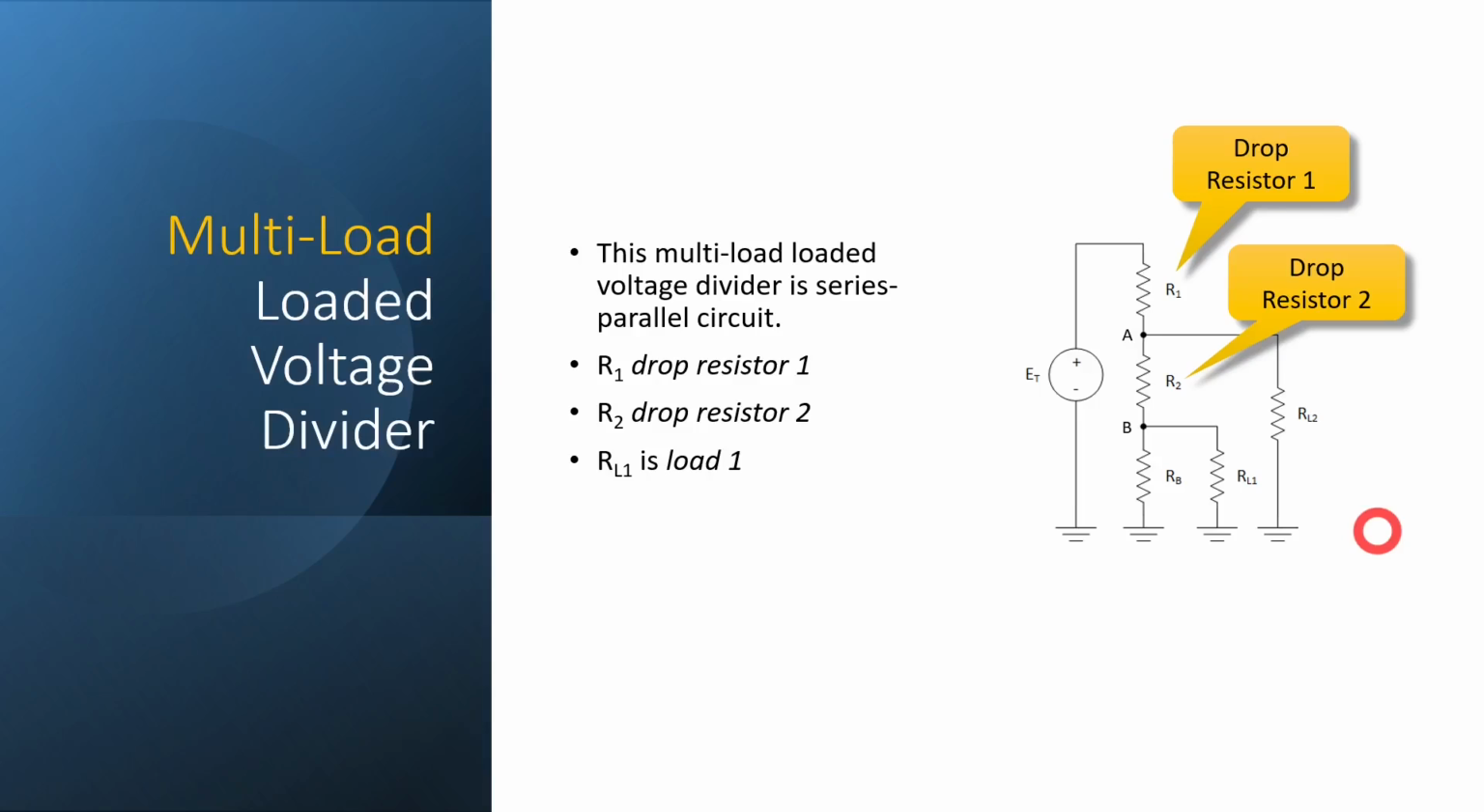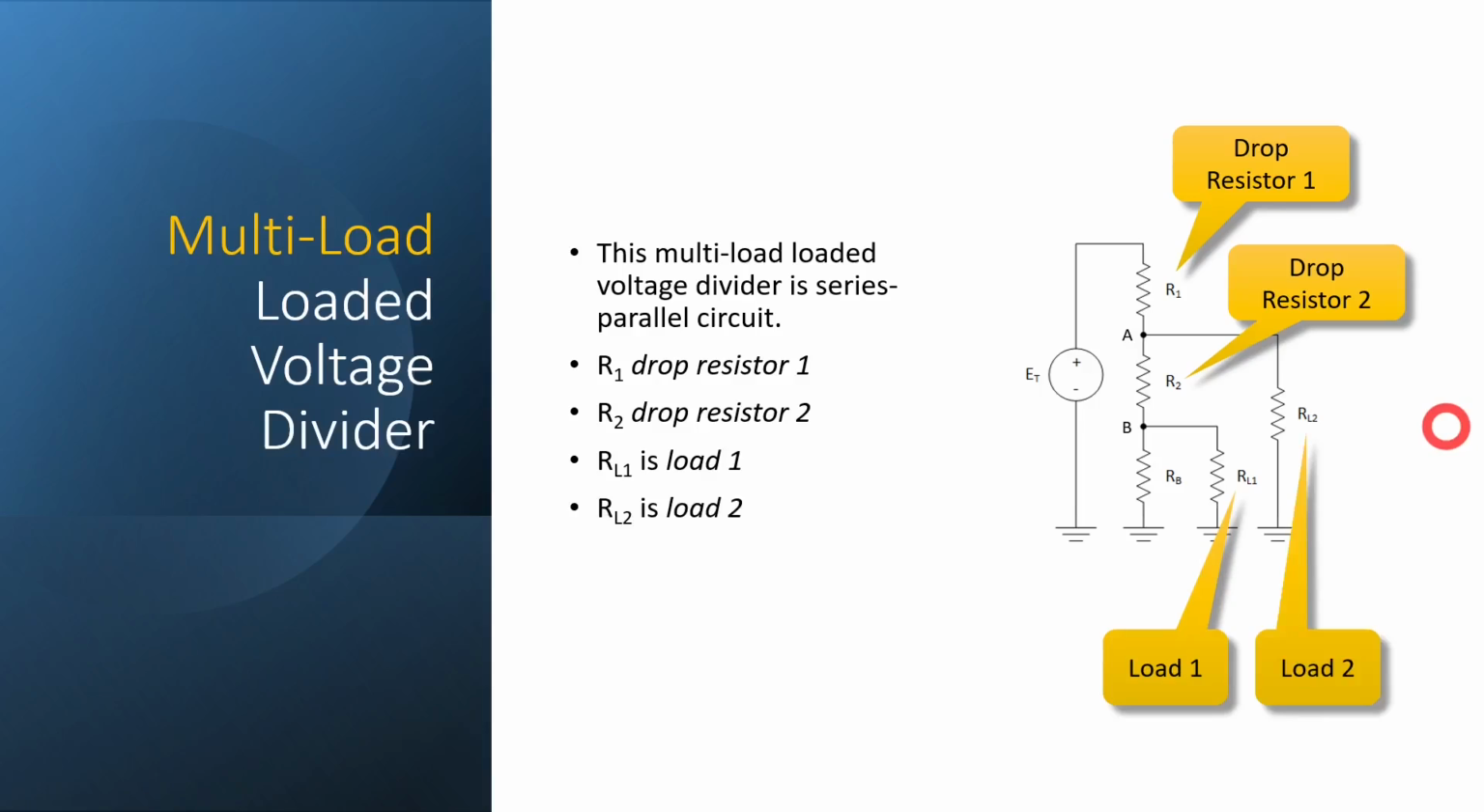So RL1 here is our first load. If you notice, the loads are numbered from the inside out, where these are labeled from the top down. Some students get that confused. They think that's load 1 and this is load 2. The loads are numbered from the inside out, and the drop resistors are from top down. Okay. So that's our load 1 there, and then our second load is the outermost or higher voltage load.